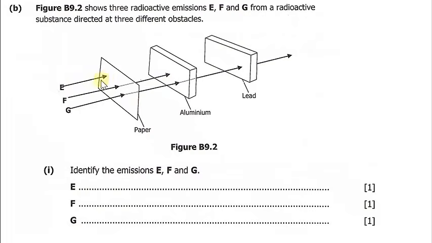So this one, which has less penetration, is alpha, then alpha particles. Then this one, which is a bit more, which penetrates through paper but is stopped by aluminium, is beta particles. But this one, which penetrates through the paper, aluminium, and can only be stopped by lead, is actually gamma rays. Okay, so that is that.